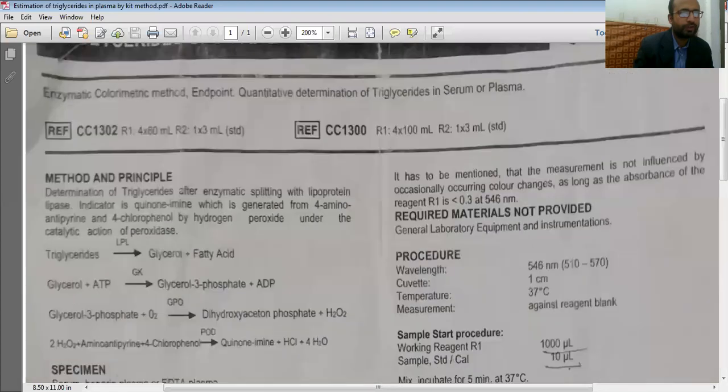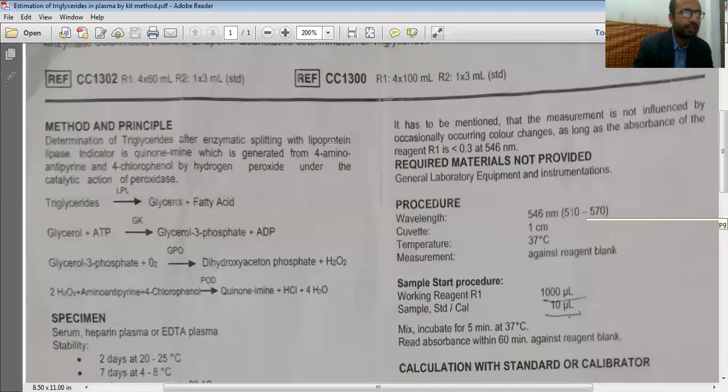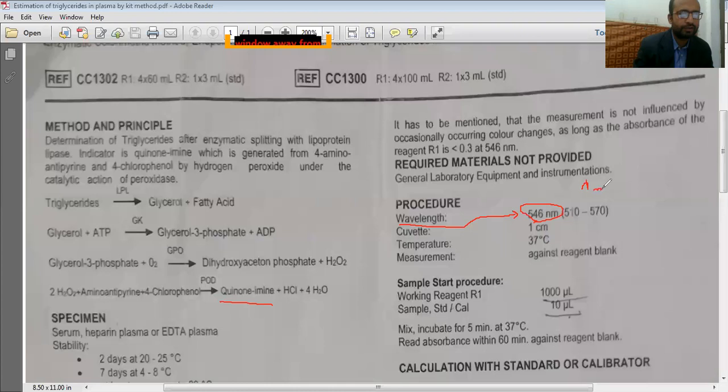Now, what is the procedure for estimation of triglycerides in the blood serum? First of all, when you need to proceed the estimation of triglycerides, you should have a spectrophotometer, and you will set the wavelength of the spectrophotometer at 546 nanometer. This is a wavelength which will be absorbed by this quinone amine. This wavelength will be called the lambda max of quinone amine.